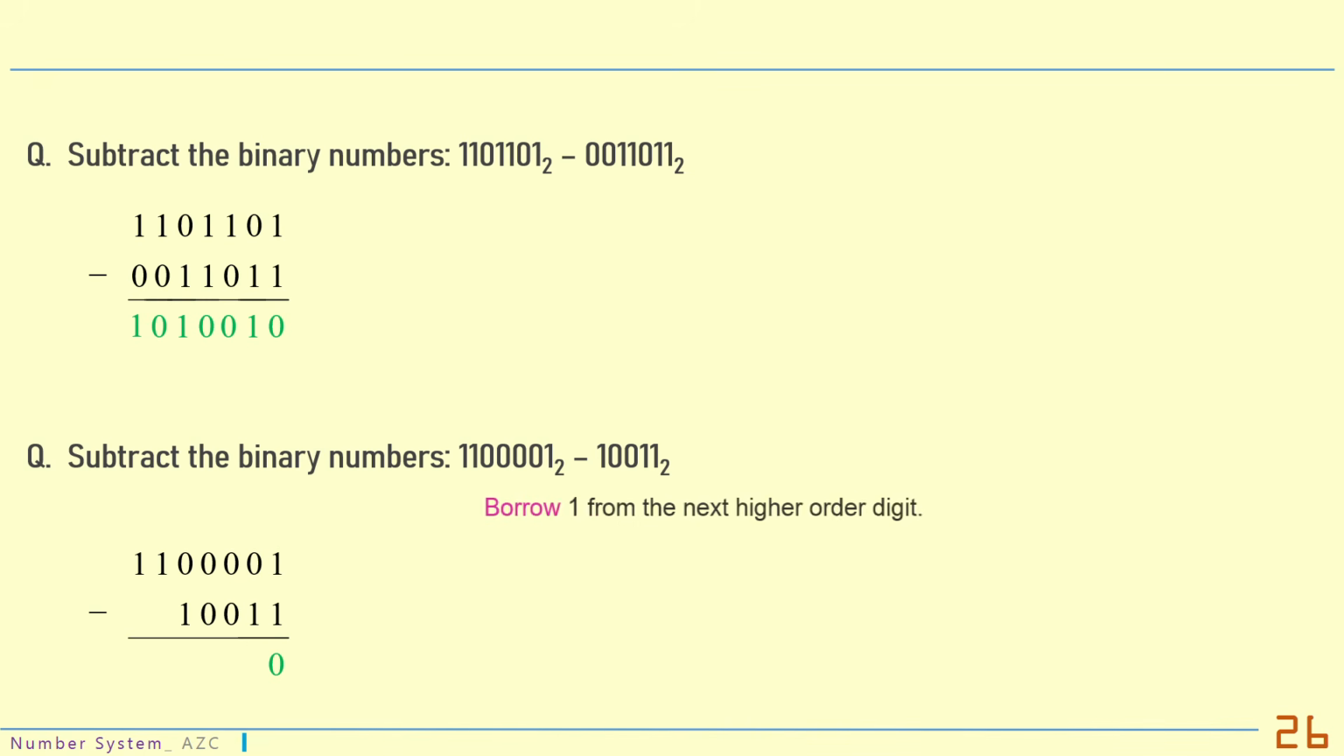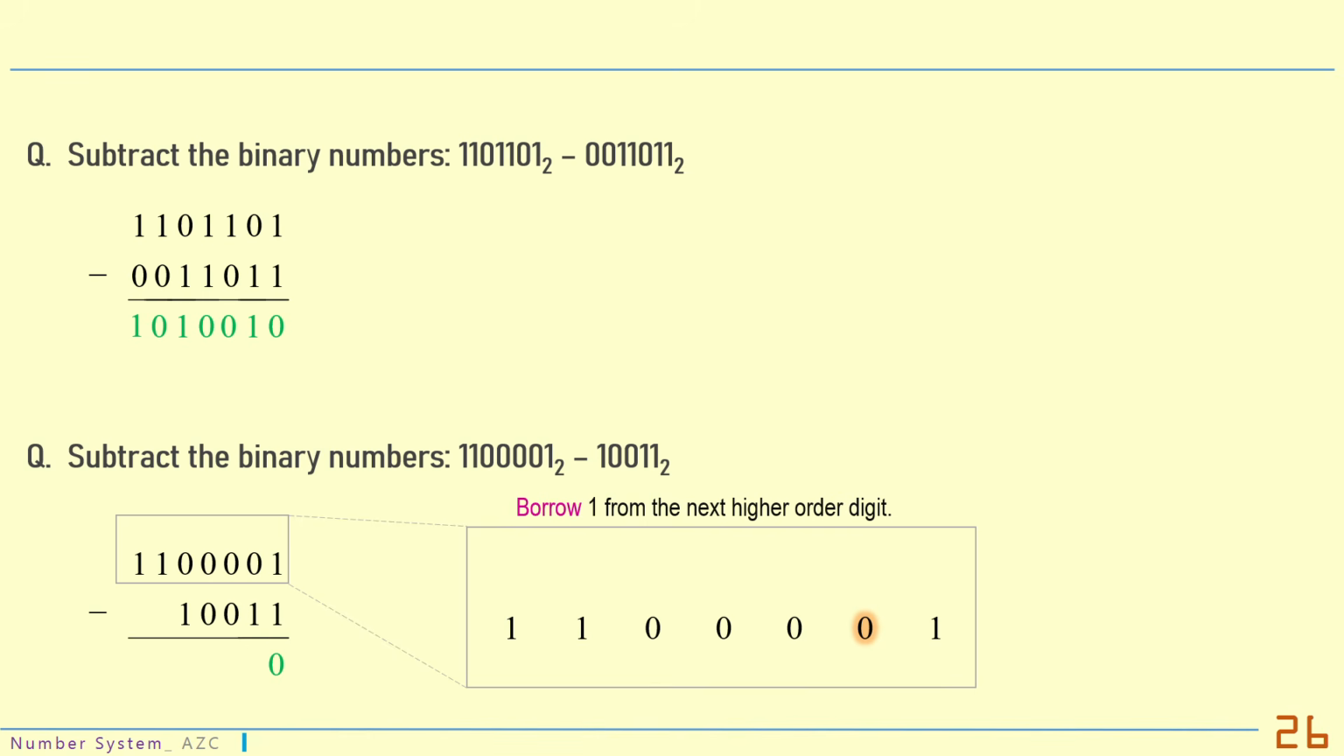So let's see the detailed process of borrowing by magnifying the upper value. The 0 that needs borrowing is highlighted here. It borrows 1 from the next higher order digit, which is also 0. Thus this second 0 borrows 1 from the next higher order digit, which is also 0. This third 0 borrows from the next higher digit, which is also 0. This fourth 0 borrows 1 from the next higher order digit, which is 1. So this 1 donates 1 to the 0.